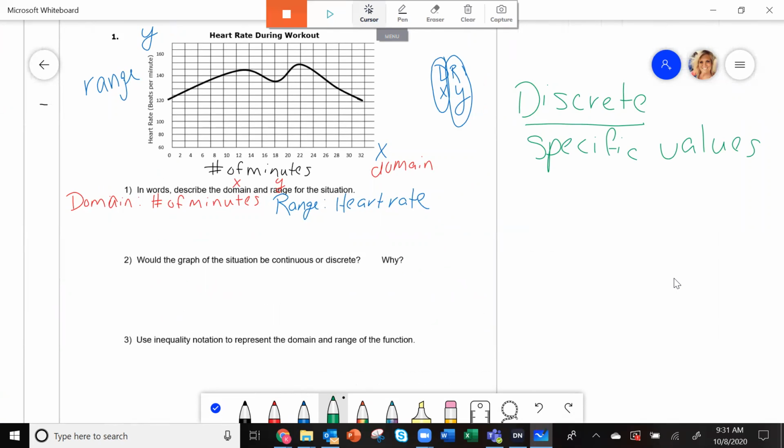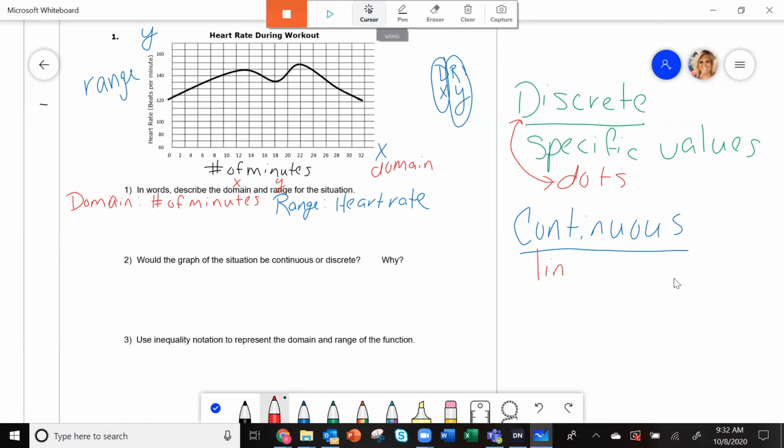Okay. And then the other thing I want to say is when it's discrete on a graph, we're going to have dots. So remember, D for discrete, D for dots. When something is continuous, this is going to have a line for the graph. It doesn't mean it goes on forever. It means between 2 points, it's every number between 2 points. It's all numbers between 2 points.